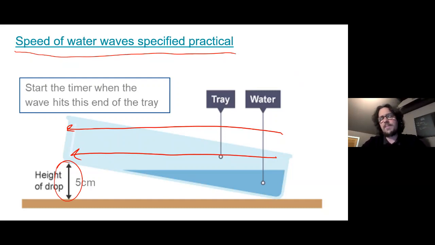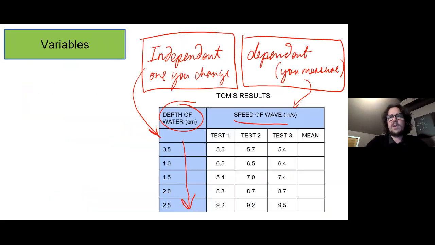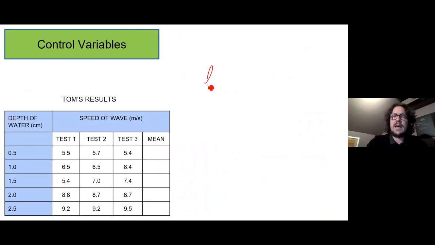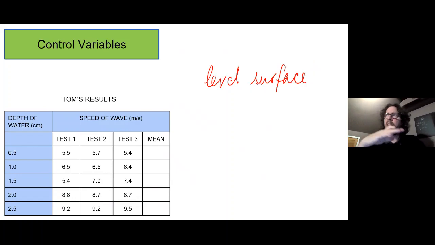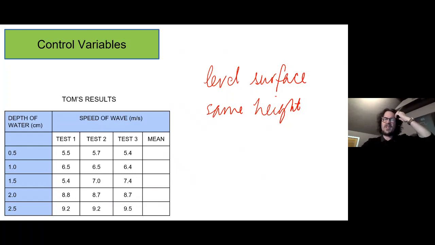You might also decide that to have a fair test, you would use the same tray throughout. Another one might be that you would consider having the tray on a level surface. Okay, so if the table was at a bit of a slant or a bit of an angle, then you might not get a fair and consistent result. So level surface, same height, and so on. Your control variables are anything you can think of that you need to keep the same throughout the investigation so that your results are reliable.